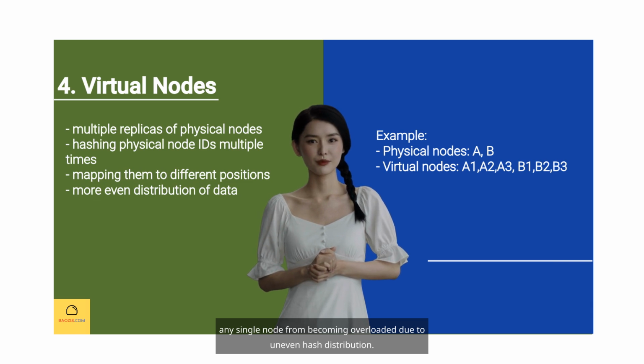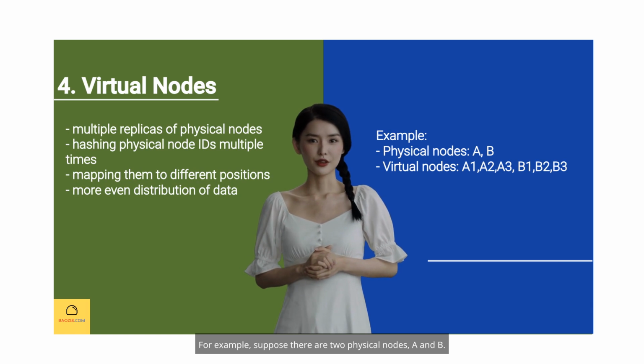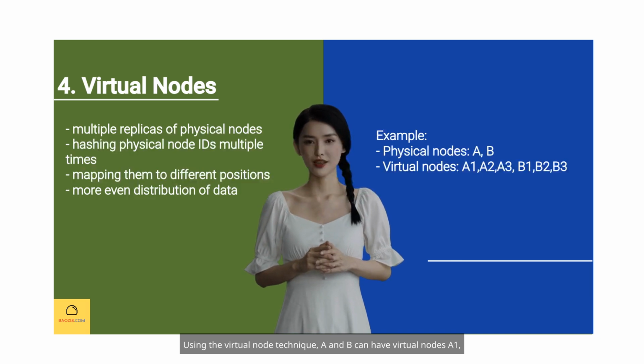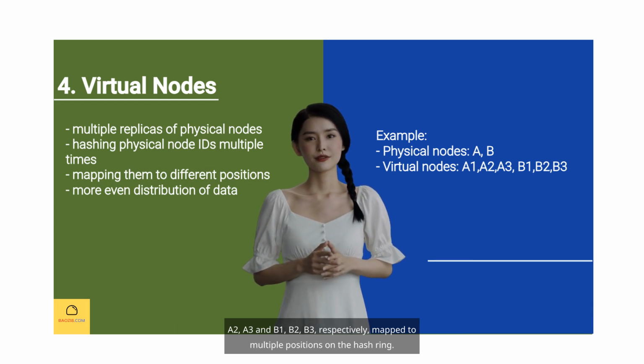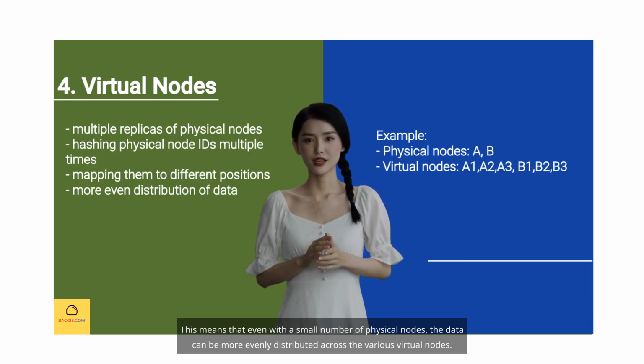For example, suppose there are 2 physical nodes, A and B. Using the virtual node technique, A and B can have virtual nodes A1, A2, A3, and B1, B2, B3, respectively, mapped to multiple positions on the hash ring. This means that even with a small number of physical nodes, the data can be more evenly distributed across the various virtual nodes.